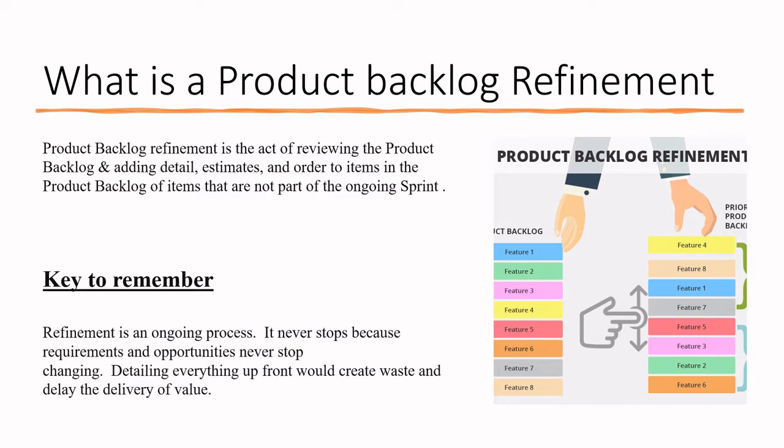So the key to remember: refinement is an ongoing process, but not for the ongoing sprint. It never stops because requirements and opportunities never stop changing. Detailing everything upfront would create waste and delay the delivery of value, so you don't want to detail everything upfront. The product backlog is always emerging. In Scrum and Agile, we can expect changes even at the last minute, right? So this is one point. Okay, moving to the next slide.